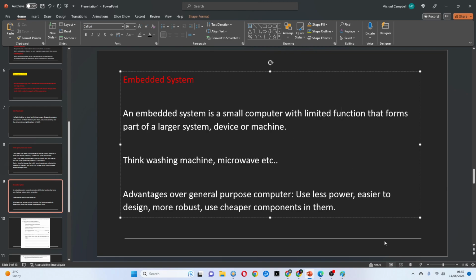Kids tend to do very well on this question, so I don't need to go on about it a lot. Just remember some of the advantages. Use less power, easier to design, more robust, cheaper. And then normally they ask you to name one. There you go.